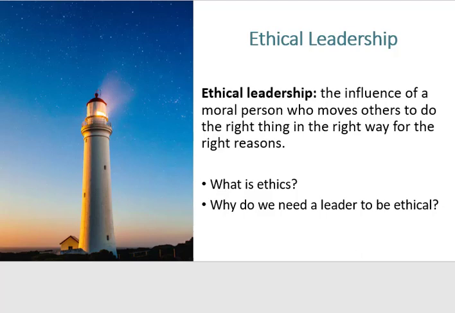Understanding the nature of ethical leadership will equip you to better engage in ethical leadership. Our book defines ethical leadership as the influence of a moral person who moves others to do the right thing in the right way for the right reasons, or a process by which a good person rightly influences others to accomplish a common good, to make the world better, fairer, and more humane.